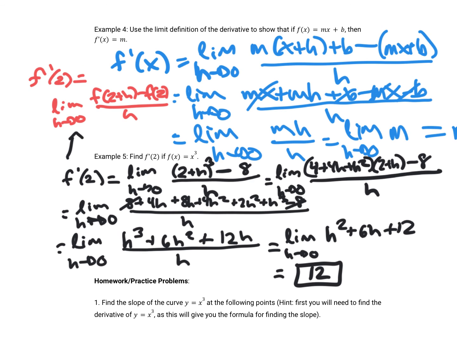Okay, so that is how to find the slope of a tangent line in general for a particular function and at a specific point using that limit definition of the derivative, which involves the difference quotient.